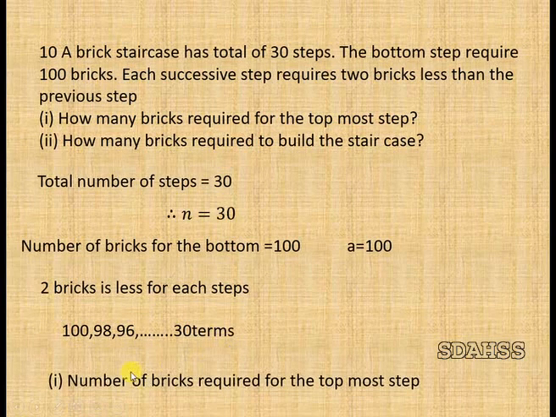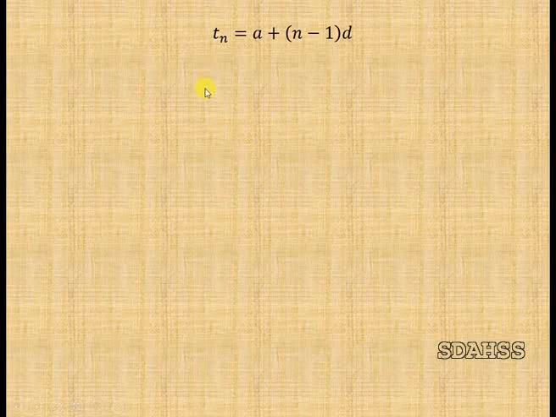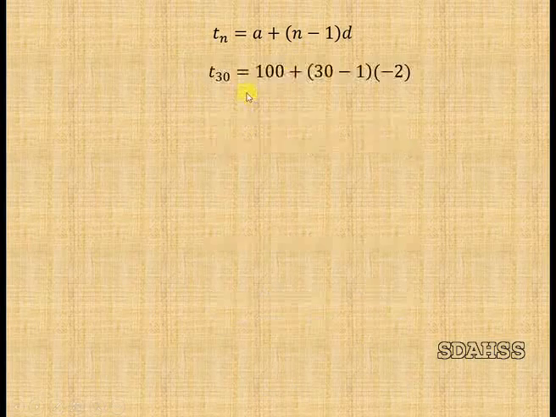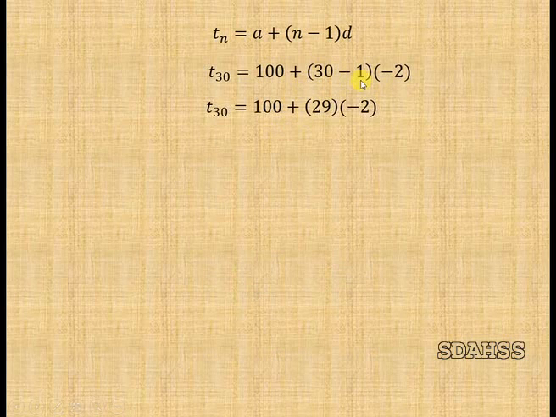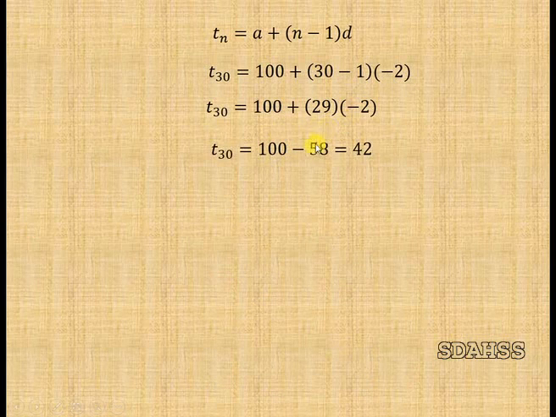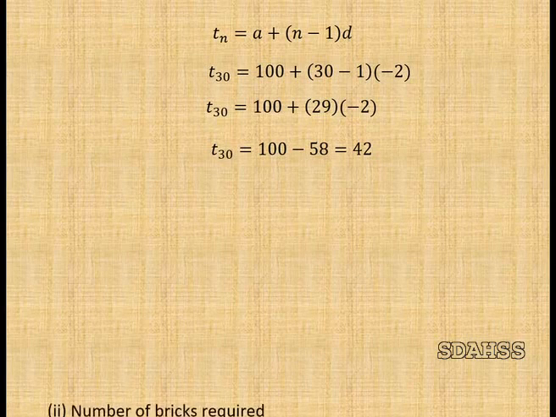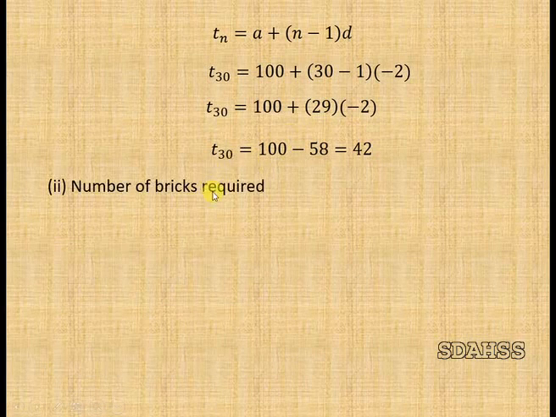Now we want to find the number of bricks required for the topmost step. So use the Tn formula. Tn is equal to a plus n minus 1 into d. Substitute all the values. So you have T30 is equal to 100 plus 30 minus 1 into minus 2, which is equal to 100 plus 29 into minus 2, which is equal to 100 minus 58, 42.